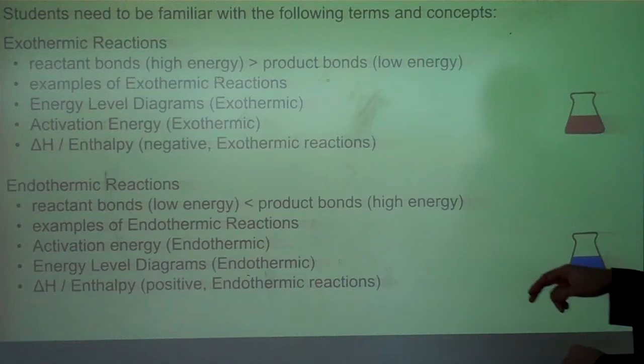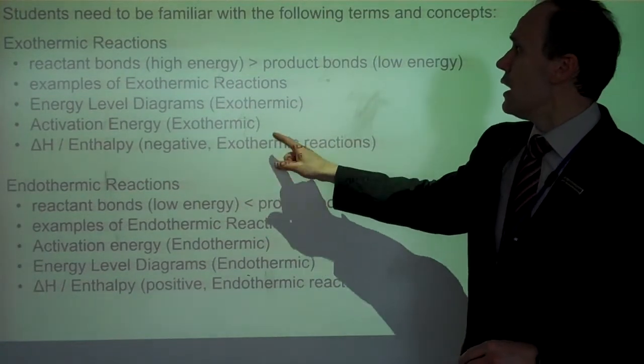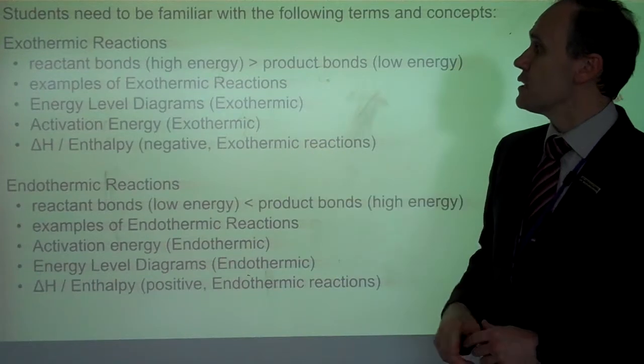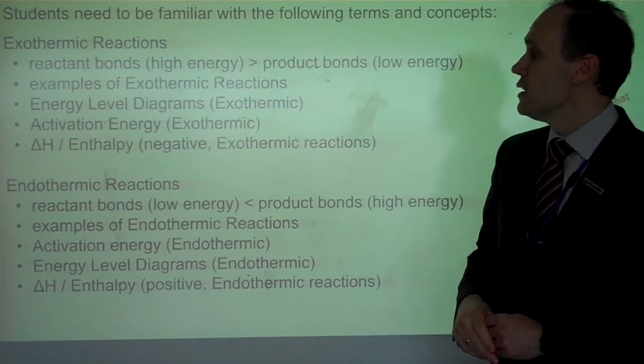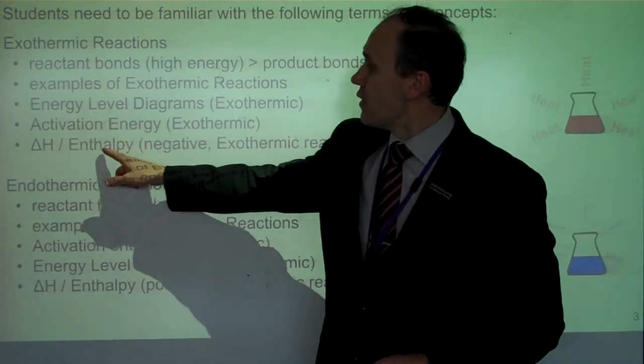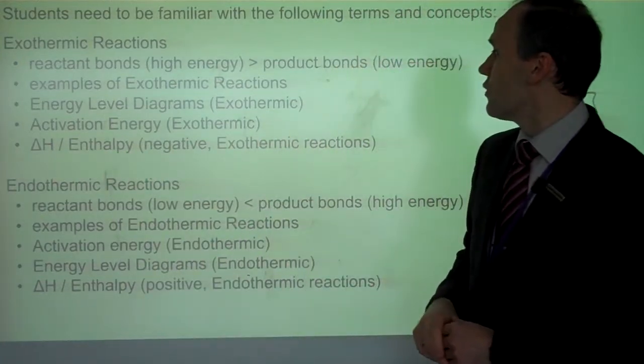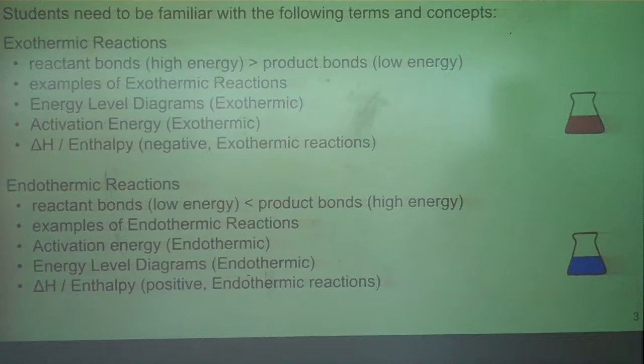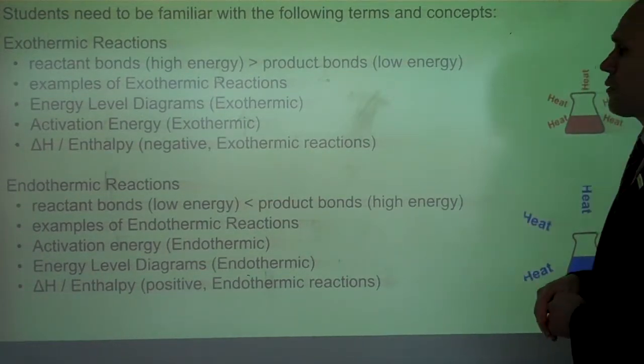This is an example of an exothermic reaction. You'll need to understand how energy level diagrams work. You'll need to understand activation energy, and you'll need to understand this idea, enthalpy, which is negative. Enthalpy is negative in an exothermic reaction, so we'll be covering all of that. The opposite case is true for endothermic reactions.